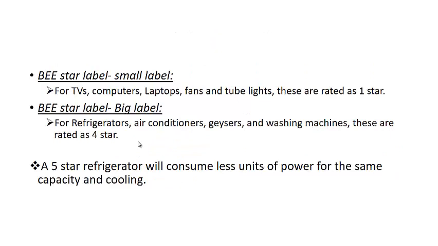Now the star label: small labels are given for TVs, computers, laptops, fans, and tube lights. These are usually rated as 1 star. And for big or large labels, refrigerators, air conditioners, geysers, and washing machines are usually rated as 5 stars, 4 stars. A 5-star refrigerator or air conditioner or geyser will definitely consume fewer units of power for the same capacity and cooling. So this is about a 5-star refrigerator.